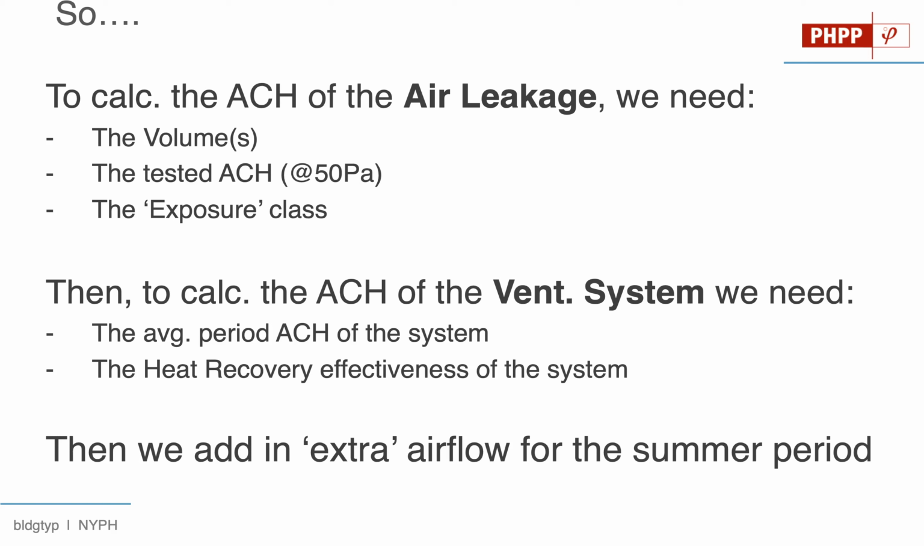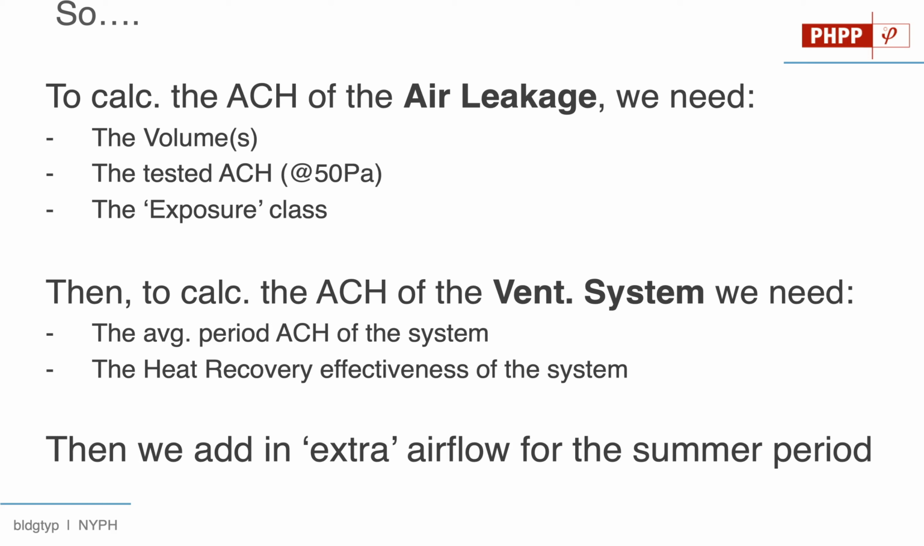Then we'll need to talk about the fresh air ventilation system. We'll need to model the system in such a fashion that we can determine the average period ACH of the system itself, the air exchange of the fresh air ventilation system, the ERV or HRV. And then also calculate the heat recovery effectiveness of that system. So we're going to need to enter in a whole bunch of information about the various components of the fresh air ventilation system. And then we'll add in any extra airflow for that summer period.